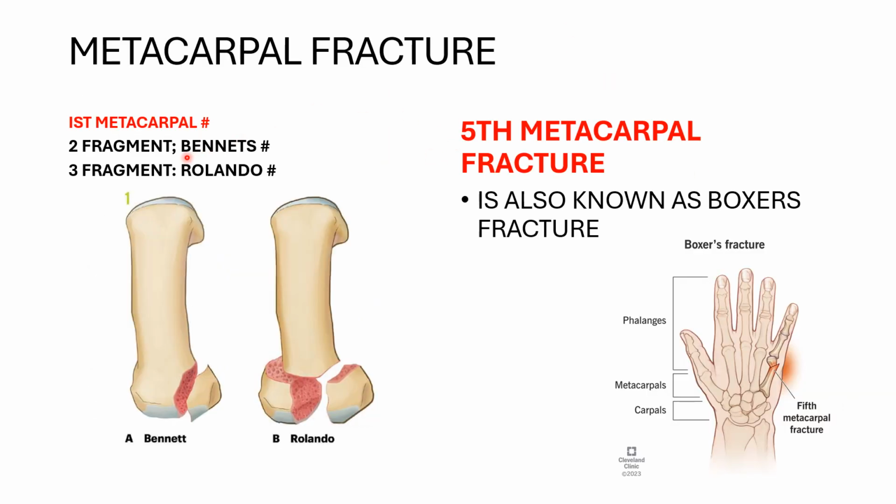The first metacarpal fracture, it could break into two fragments or three fragments. If it breaks into two fragments, it's called Bennett's fracture, and if it breaks into three fragments, it's called Rolando's fracture. Fifth metacarpal fracture is also known as Boxer's fracture.